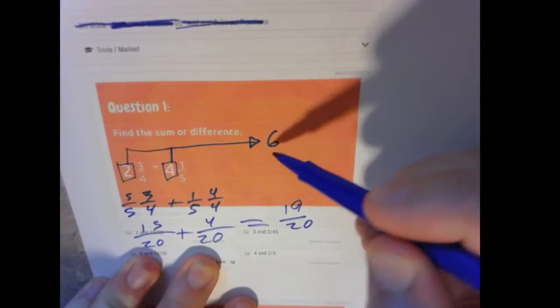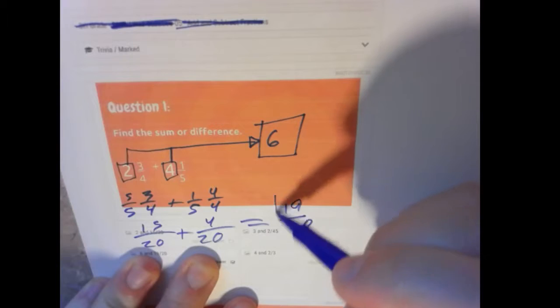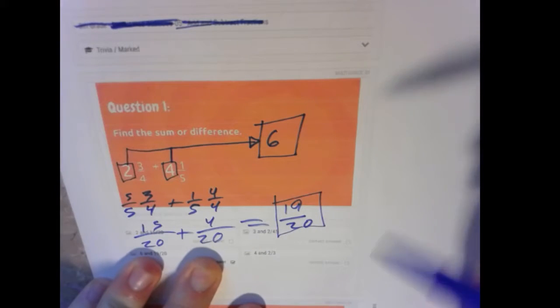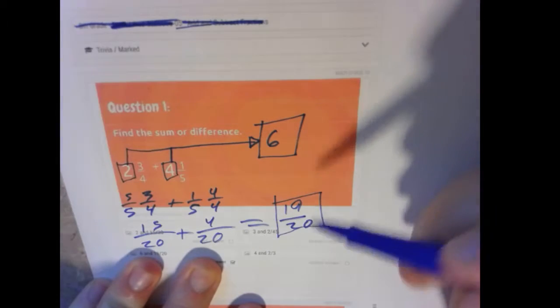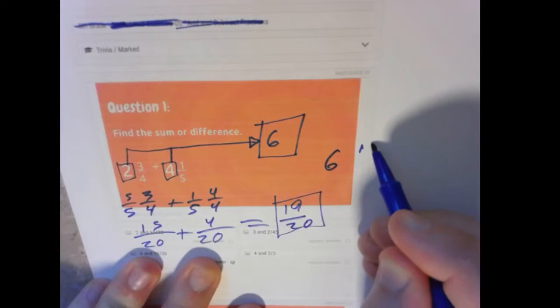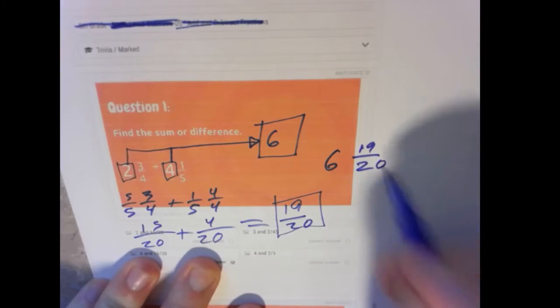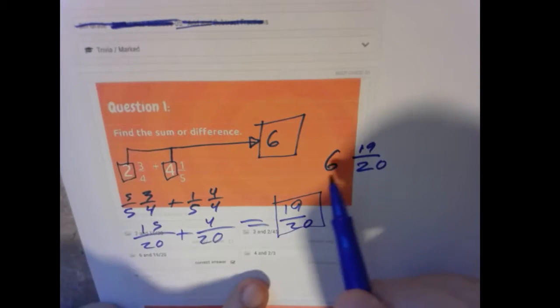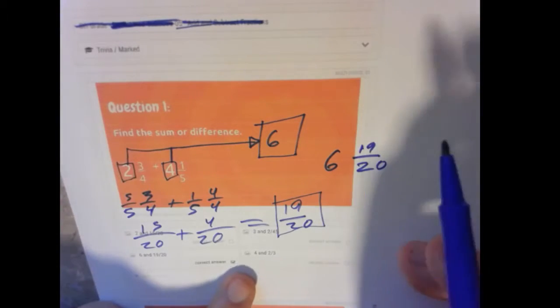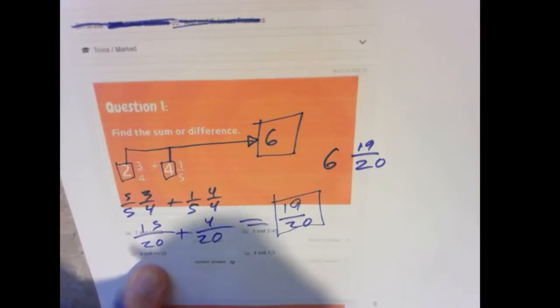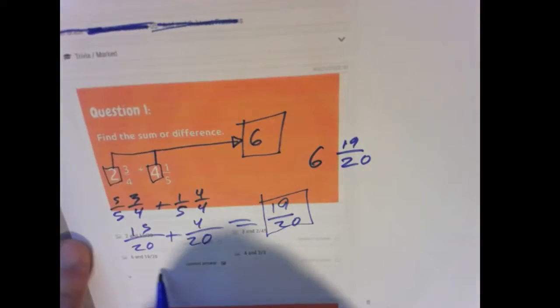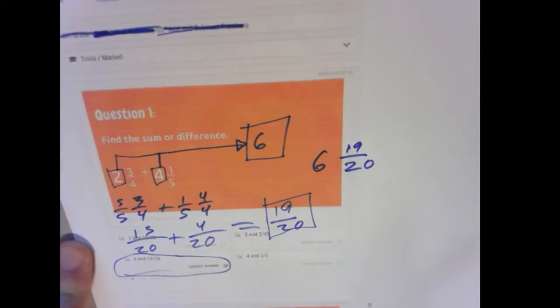So really what we have is 6 and 19 parts of 20. So we can write that as 6 and 19 over 20. This is what we're looking at. So you can think of it as 6 and 19 over 20, or sometimes it's written as 6 and the words and 19 over 20. That's what we're looking for.